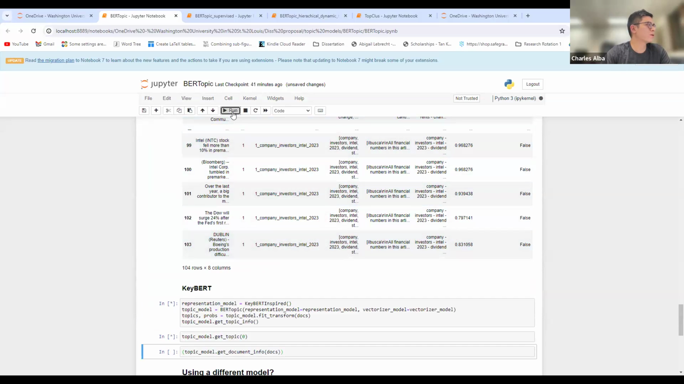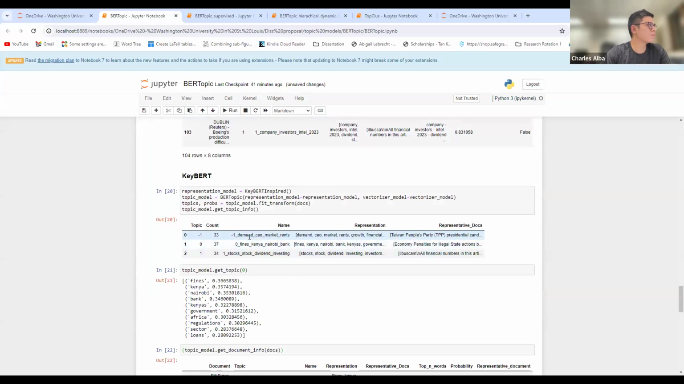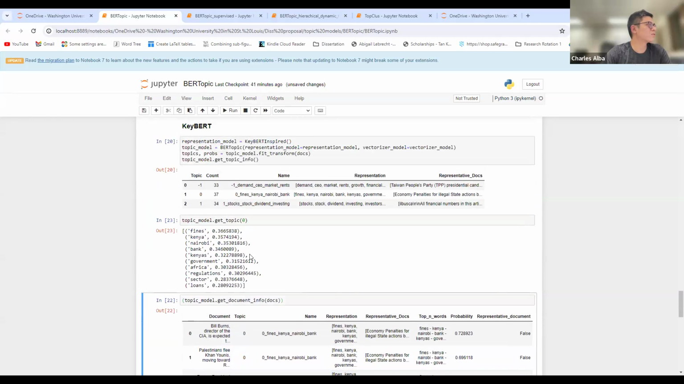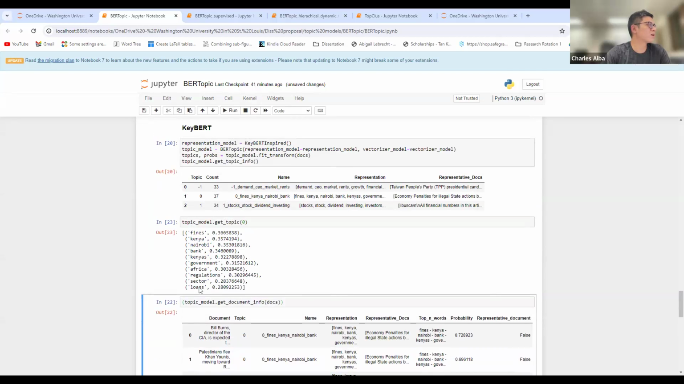Now let's try KeyBERT. Okay, and we get something different actually. Demand, CEO, market, rents, not really quite sure. All right, this is better. Kenyan, Nairobi, and bank funds. Stocks, stock dividend investing. So again, we can check it out. Something about regulations of the Kenyan government, Federal Reserve, or the bank, or whatever you want to call it.